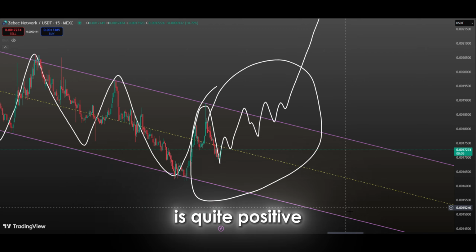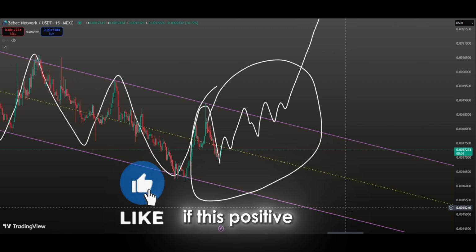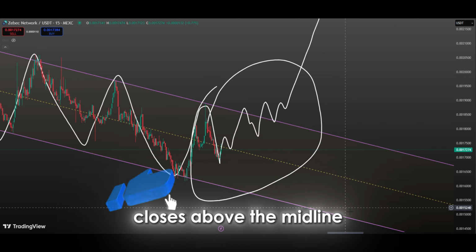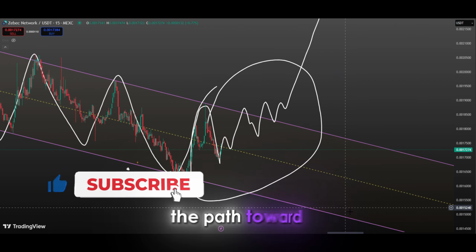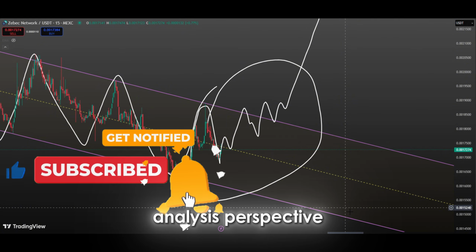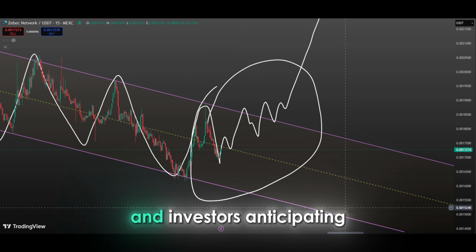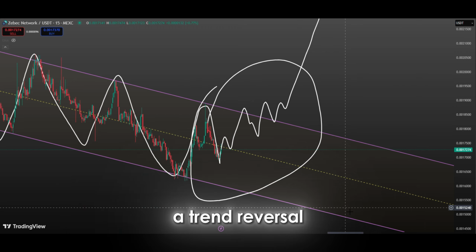The current outlook is quite positive. The rise toward the midline suggests that buyers are re-entering the market and the influence of sellers is diminishing. If this positive sentiment continues and the price closes above the midline, the path toward the upper band of the channel will likely open up. From a technical analysis perspective, this is a strong signal for both short-term traders and investors anticipating a trend reversal.